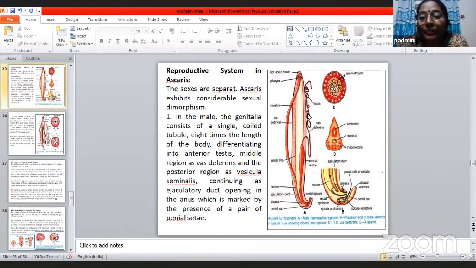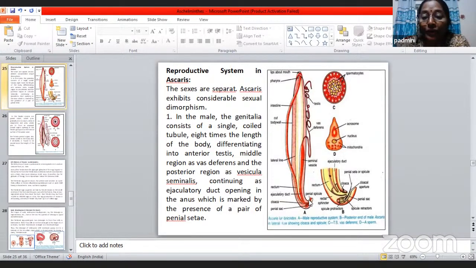The testis is connected with the vas deferens, a tube-like structure. And this vas deferens is in contact with the seminal vesicle over here. And this seminal vesicle is connected to an ejaculatory duct. And from the ejaculatory duct, they are connected outside through the cloaca. So that is the reason why they don't have an anus over here. The intestine is continuous over here, and the intestine and the ejaculatory duct open in a common duct called the cloaca, and from there ejaculation of the sperms occurs.